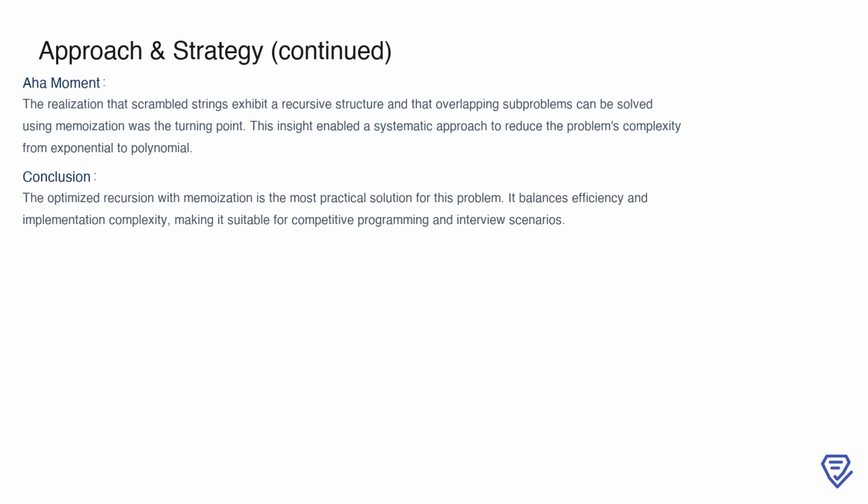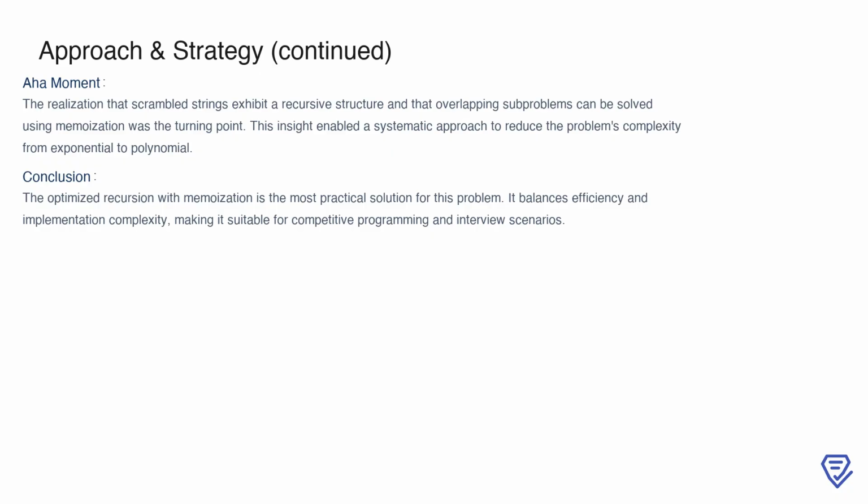The turning point in solving this problem was the realization that scrambled strings inherently follow a recursive structure, and that the problem's overlapping subproblems could be solved using memoization. This insight was the key to reducing the problem's complexity from exponential to polynomial. By systematically applying this approach, we arrive at a solution that is both practical and efficient.